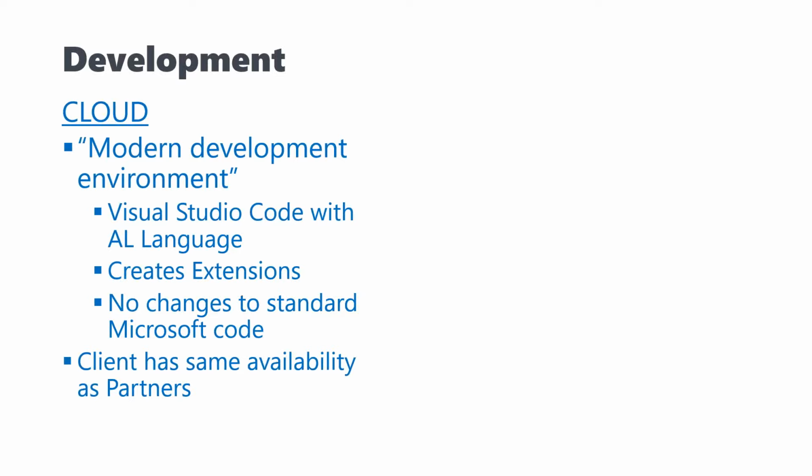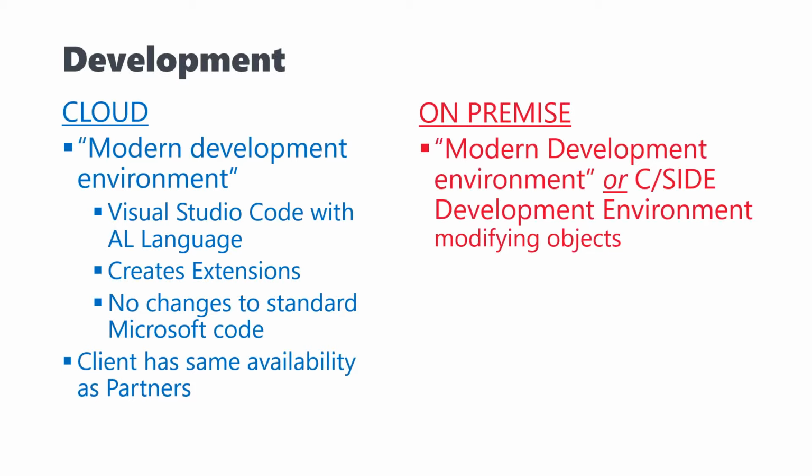With the new modern development environment, the client has the same development capabilities as partners. Of course, they need to attend some training and some learning in order to create those extensions, but from a licensing perspective or tool set perspective, clients have the same functions and tools available as partners to develop those extensions. For the on-premise version, there is a modern development environment that may be used, the same modern development environment that's used on the cloud, or the traditional Dynamics NAV C/SIDE development environment can also be used for modifying objects.